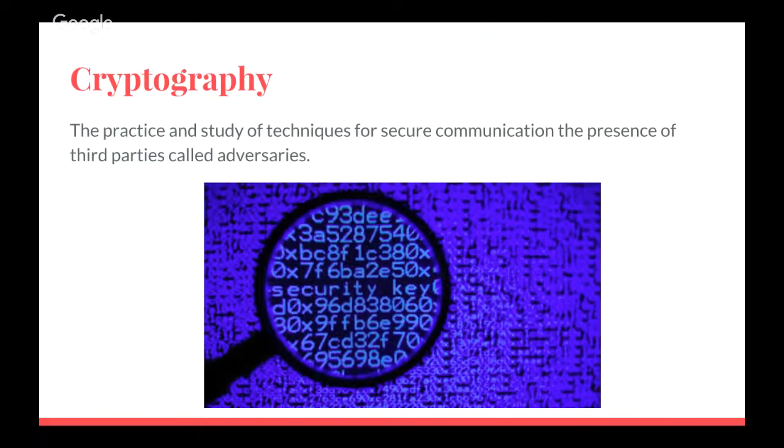So cryptography is the practice and study of techniques for secure communication in the presence of third parties called adversaries. So basically they use secret messages. We use these in everyday language, but ever since the Caesar cipher and even before that, many companies and many organizations have used cryptography to ensure that their messages and even their communication stay secure.